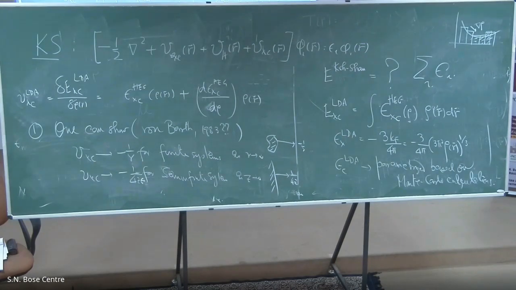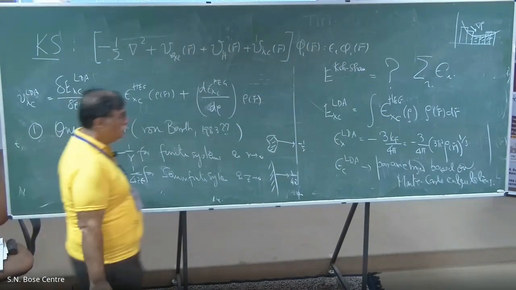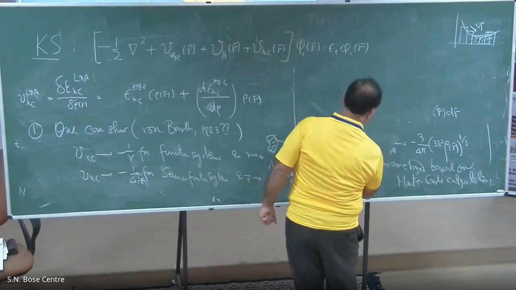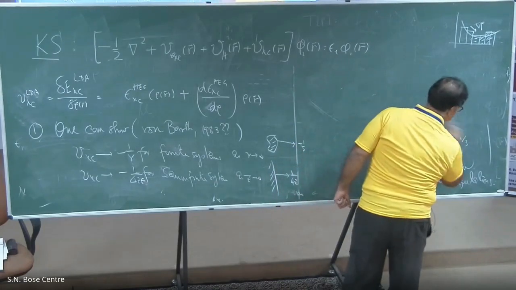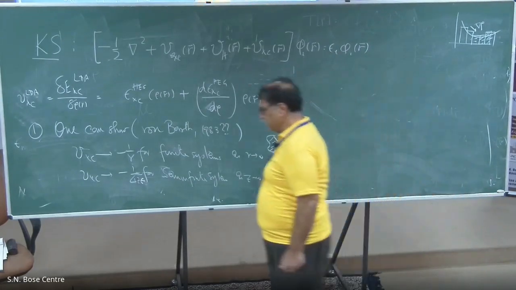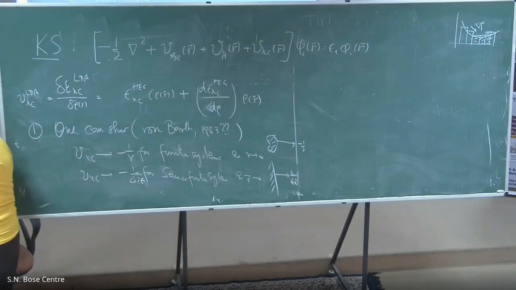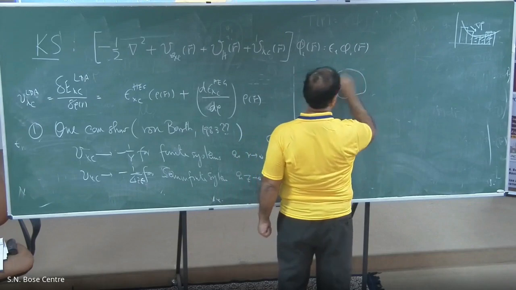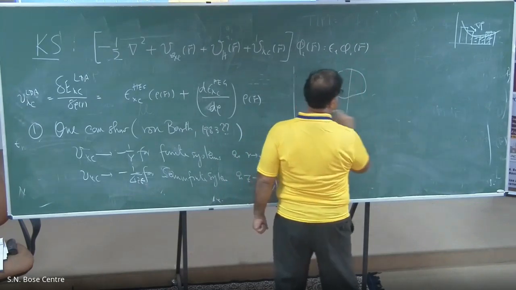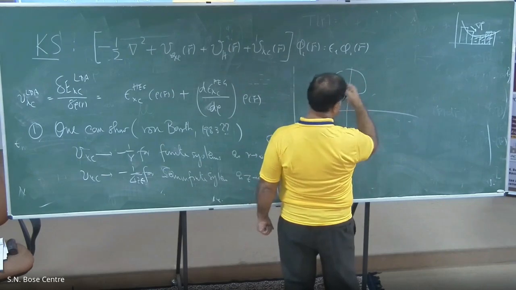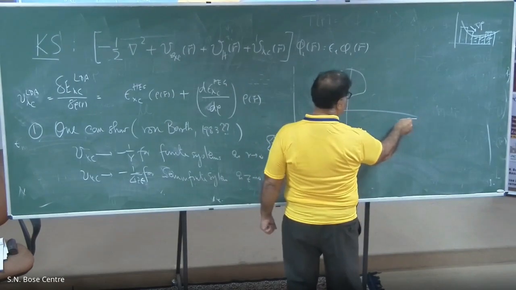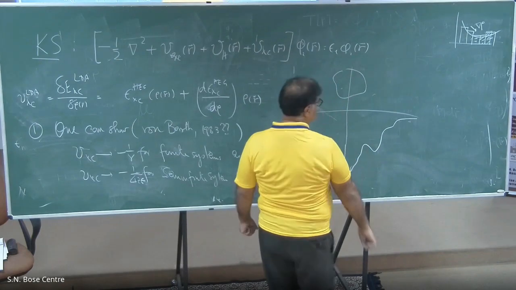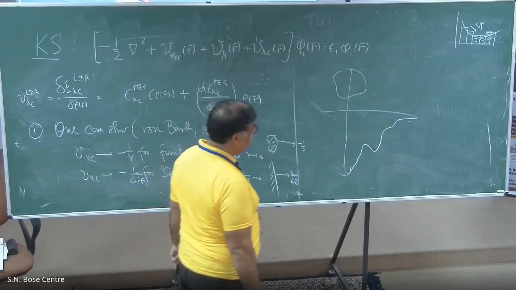However, if you look at LDA, and this is one thing that gives you big failure in many, many systems, if I take a finite system or semi-infinite system, it doesn't matter. The potential would be, since the system is bound, far away it will go as minus 1 over R, and here would be some potential, right? But here it is minus 1 over R.